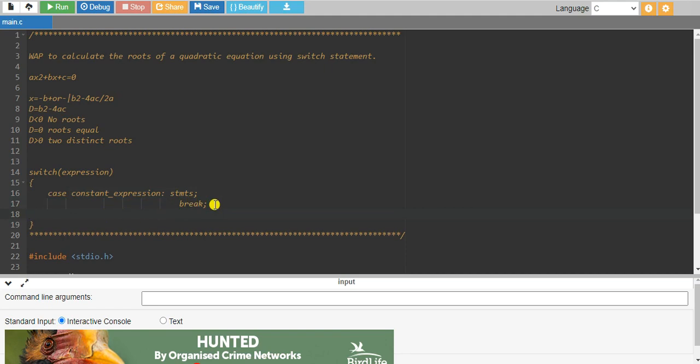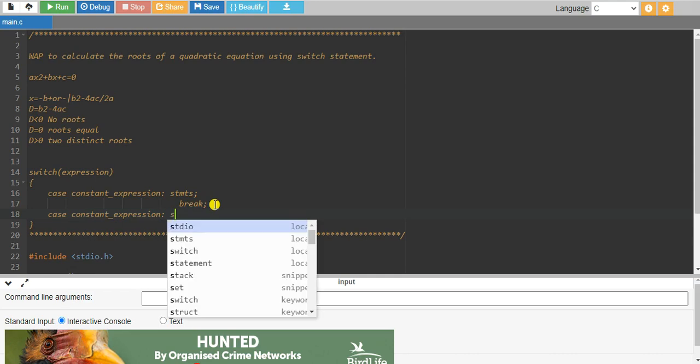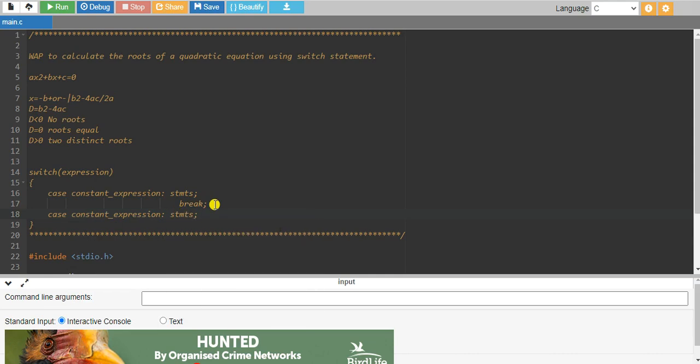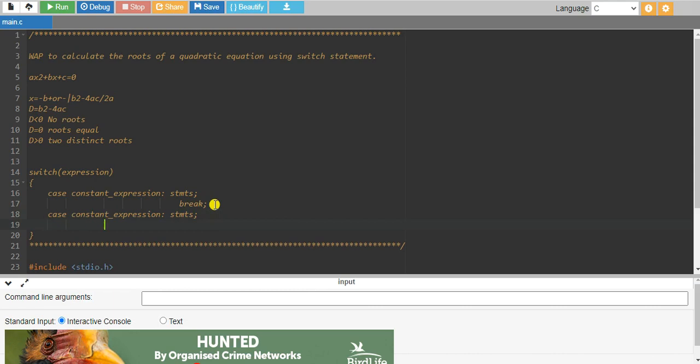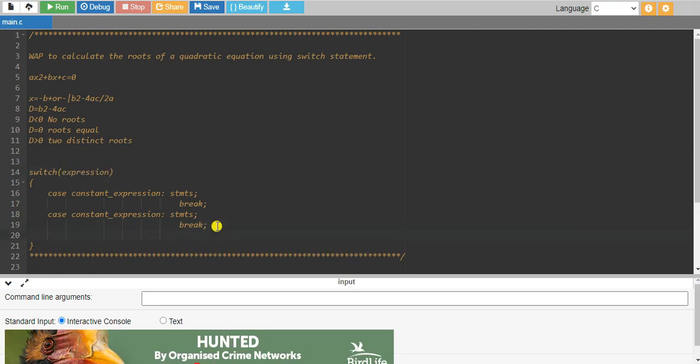And there is one more case, again a constant expression, then again statements. Like this we can have n number of cases in a switch statement. Break is also a keyword, an optional statement we can have. If no case matches the expression, then the switch statement will execute the default case.